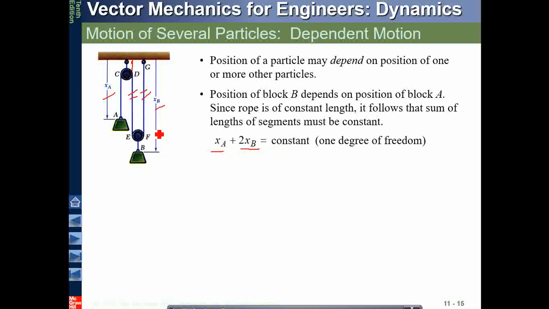Constant means that the overall length of the string is constant. The overall length of this rope is constant. That means this rope cannot stretch or compress, so the length remains the same. And why are we saying this is 1 degree of freedom? Because it has two variables. One variable XA may change independently of XB. Sometimes XA will increase, so XB will decrease, so the overall equation will remain the same.